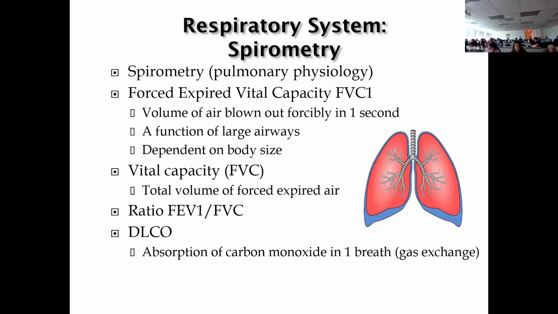Okay, so spirometry is pulmonary physiology. Forced expired volume in 1 second, or FEV1, is the volume of air blown out forcibly in 1 second. That's where the one comes from. It's a function of large airways and dependent on body size. I told you the vital capacity is weight based. It's the total volume of forced expired air. So the ratio is FEV1, how much you blow out in 1 second, over how much you got inside of you. Then there's the DLCO, which is absorption of carbon monoxide in one breath, gas exchange. We don't normally measure that.